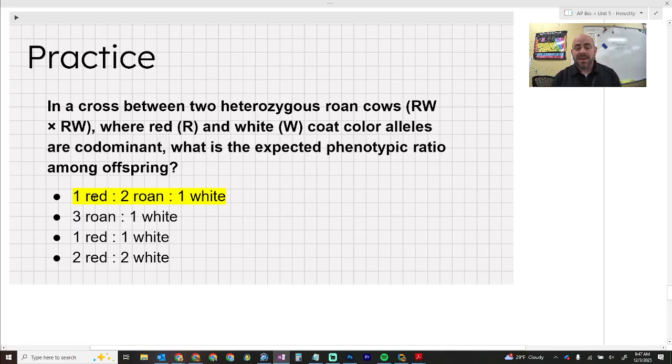Non-Mendelian genetics, particularly linked genes, I encourage you to look at some practice problems with this because it can be a little bit difficult. But again, if you understand that rule about the 50%, you should be just fine.